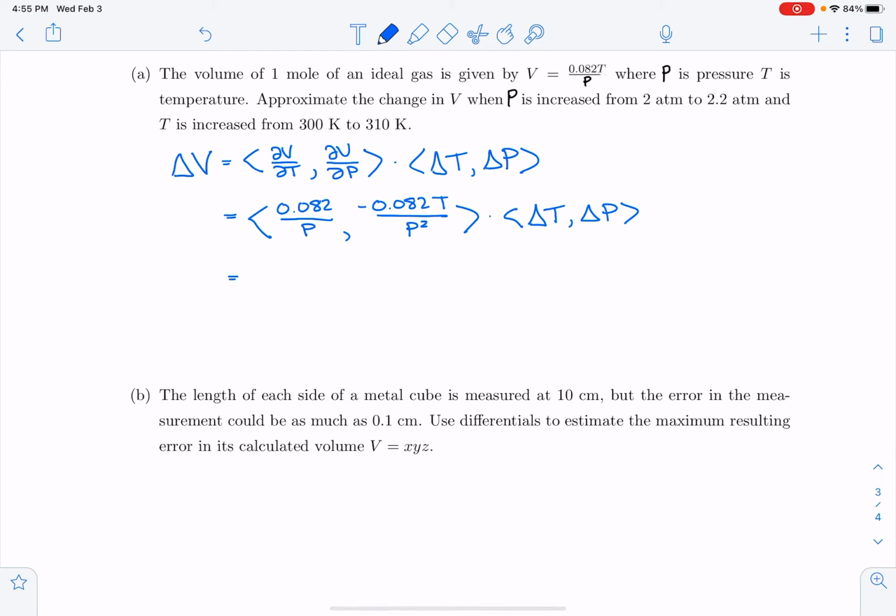Now we're going to plug in some numbers. Here pressure is 2. So we're going to get 0.041. Let's make sure we understand that we're plugging in P equals 2 and T equals 300.